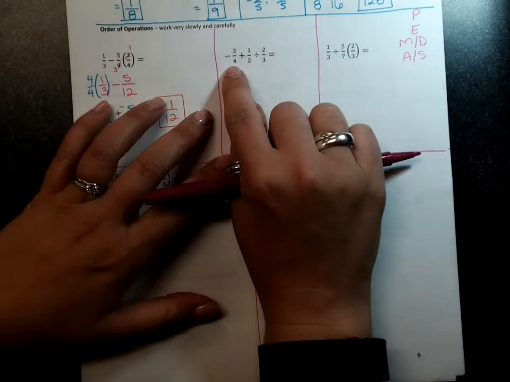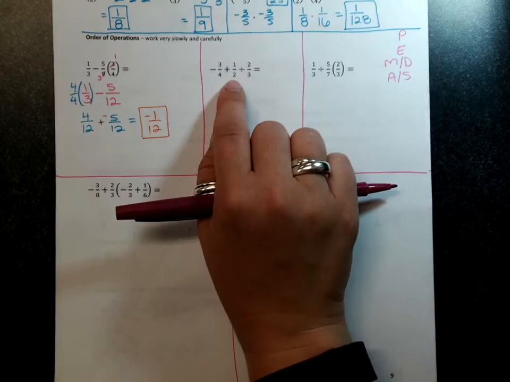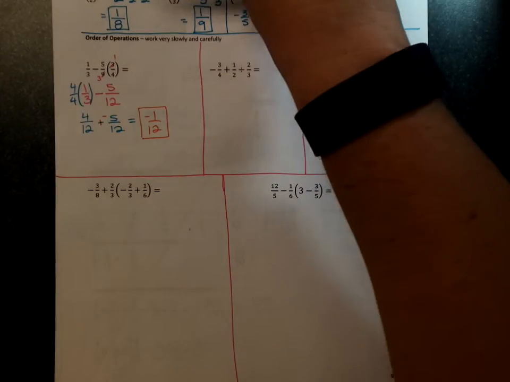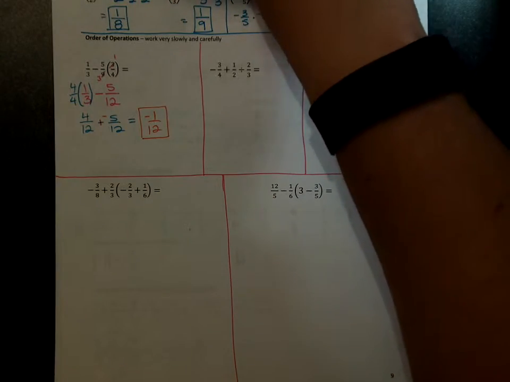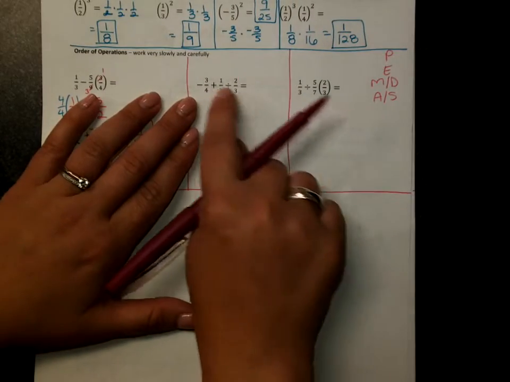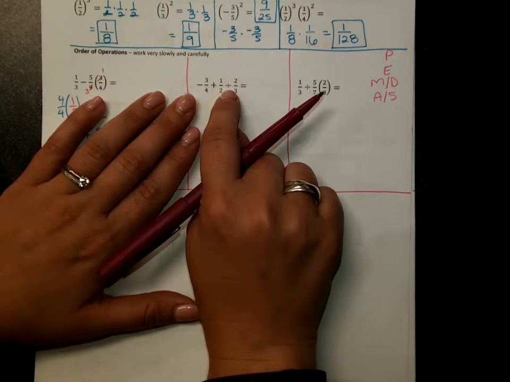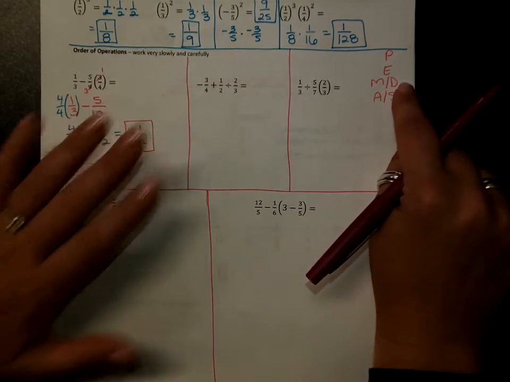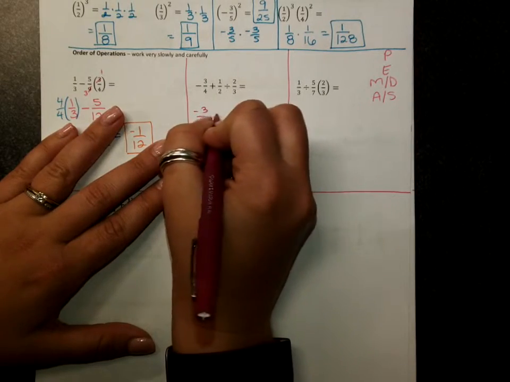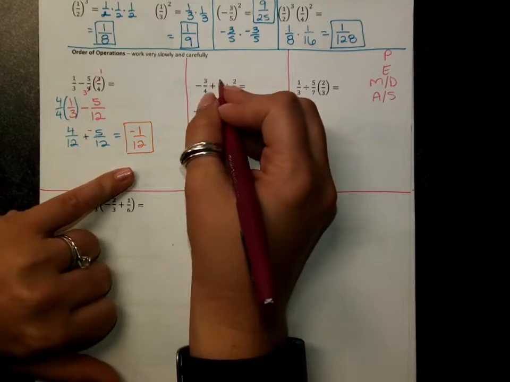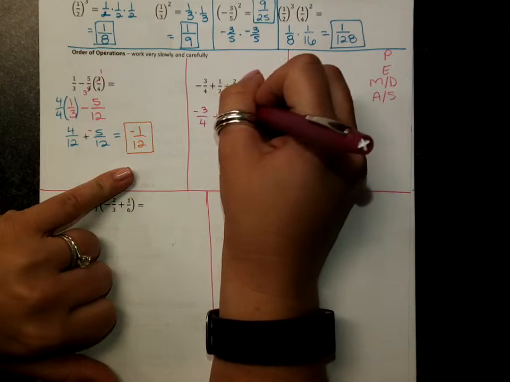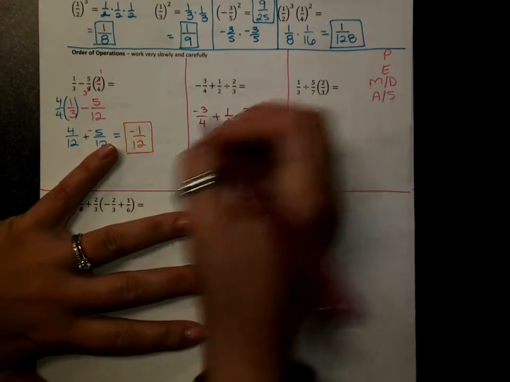Now we have -3/4 plus 1/2 divided by 2/3. So no parentheses. We have an addition operation and a division operation. Division comes first. So we're going to ignore the -3/4 plus. Remember, for division we do 1/2 stays, change the division, and flip the fraction. Then we'll do the multiplying.